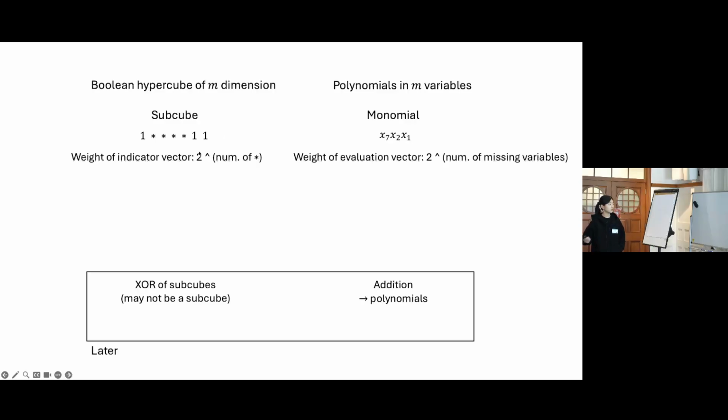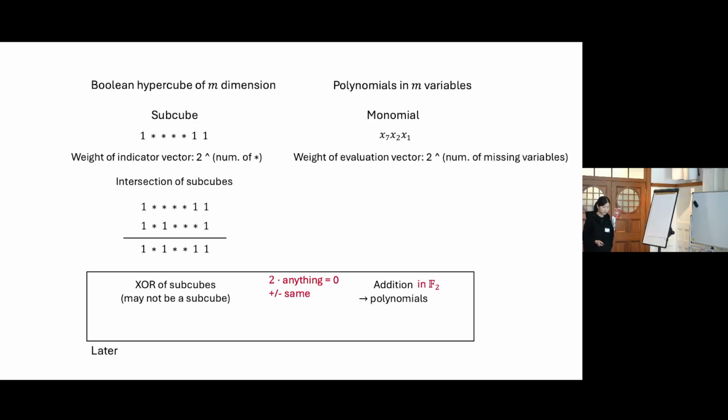Okay, so we've seen on the previous slides that XOR of subcubes is equal to addition of polynomials. Just a few comments. We are doing things in the binary field now, so 2 times everything is 0, and plus makes no difference from minus. We will only use this polynomial later. Now we focus on monomials.